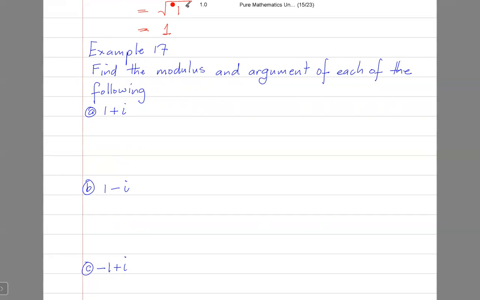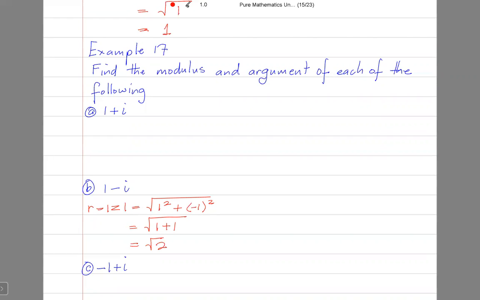So I'm doing B. Let's go for the modulus. So r, which is the modulus of z, is equal to the square root of 1 squared plus minus 1 squared. So this is the square root of 1 plus 1. This is the square root of 2. So the modulus is the square root of 2.